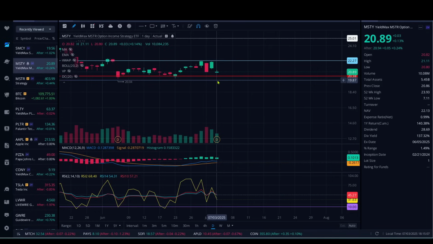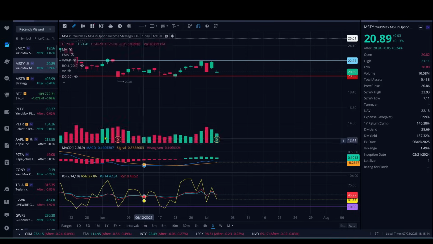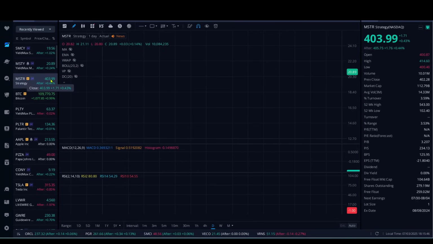And as you can see, it did open at $20.82. So overall for the day, it was pretty flat, right? As it did only go up about 3 cents or 0.13%. But still a very good distribution considering the volatility of MSTR. And just to quickly take a look at MSTR, just to see what it did today.